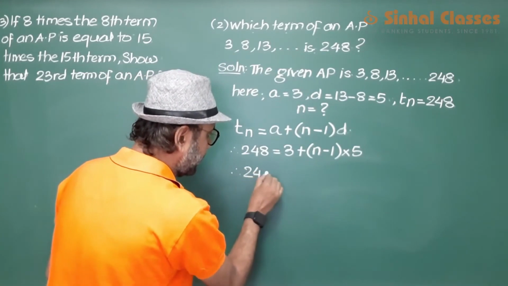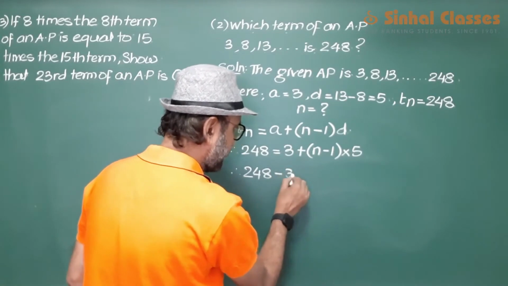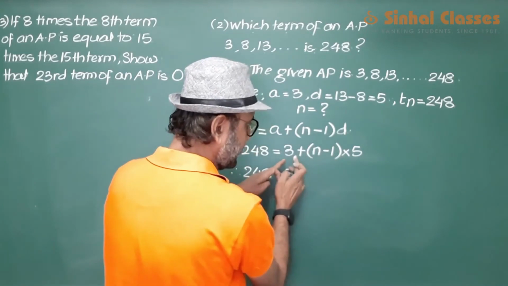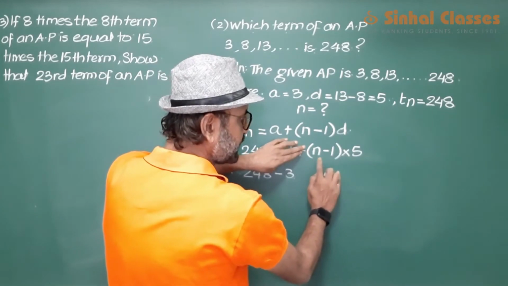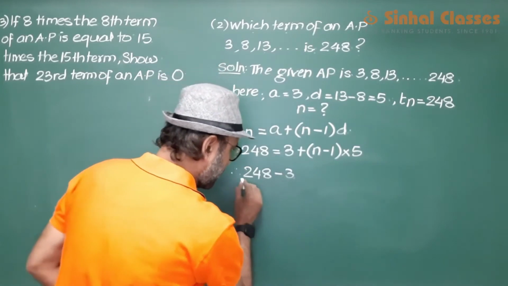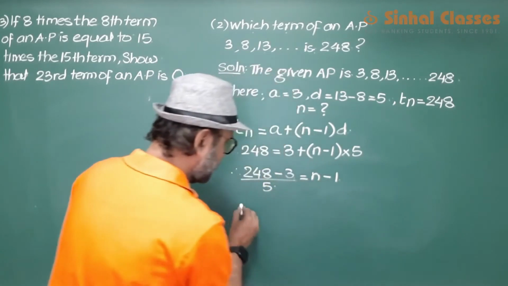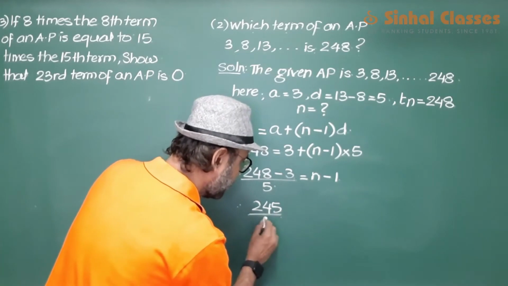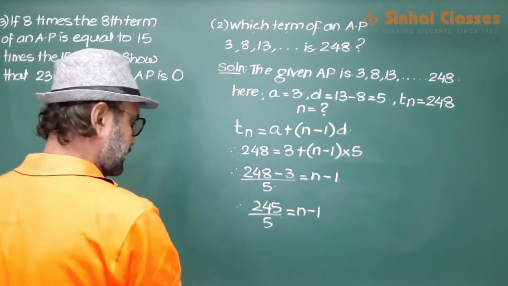So we have 248, bring this 3 on this side. Since n minus 1 is getting multiplied by 5, and 3 has already come on this side, so it is 248 minus 3. Now what are you left with? n minus 1 into 5. Shift this 5 also on the other side, so it will come in the denominator, and then you are left with n minus 1. So 245 upon 5 is equal to n minus 1.